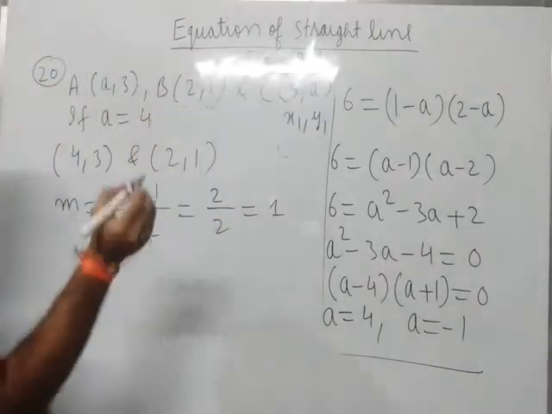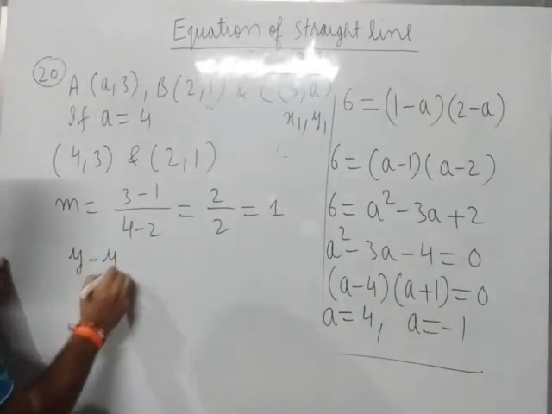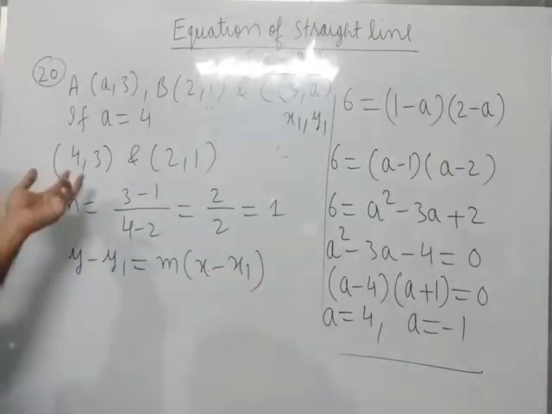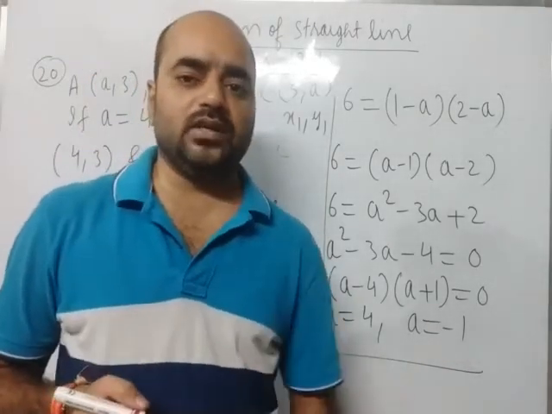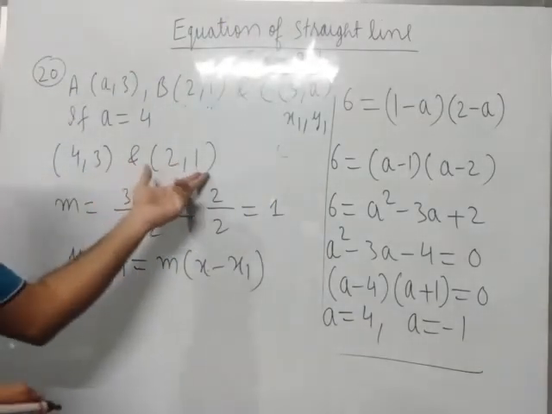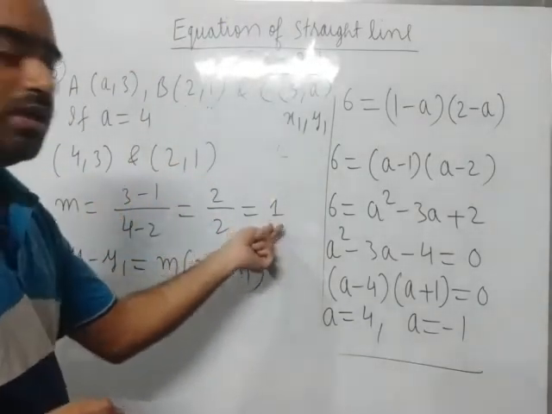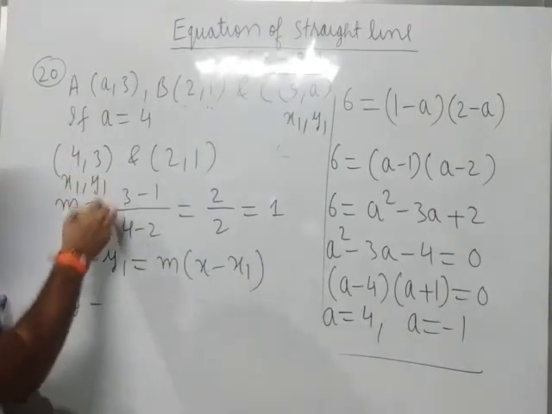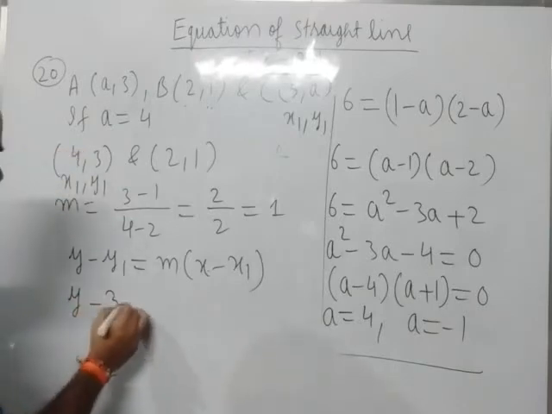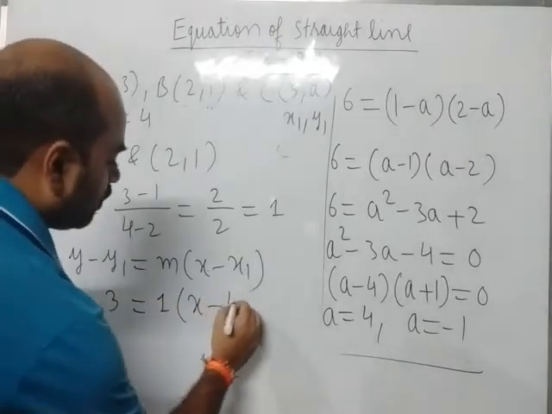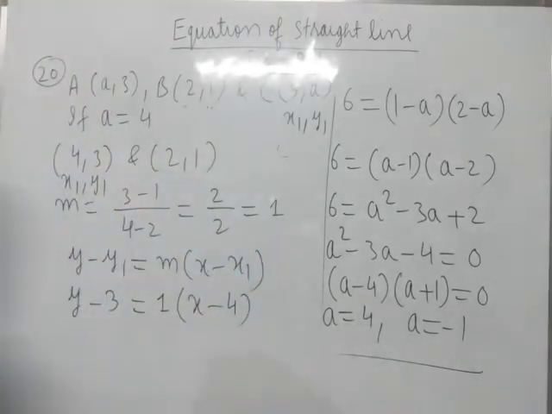Then the equation will be, we can apply this formula: y minus y1 is equal to m(x minus x1). Now you will take x1 and y1 as any point, either (4, 3) or (2, 1). Already we have calculated the slope. Suppose I am taking this as x1, y1. So y1 is 3: y minus 3, slope is 1, x minus x1, which is 4. Then finally the equation will be y minus 3 is equal to x minus 4.